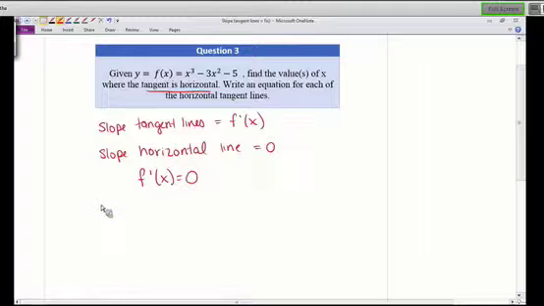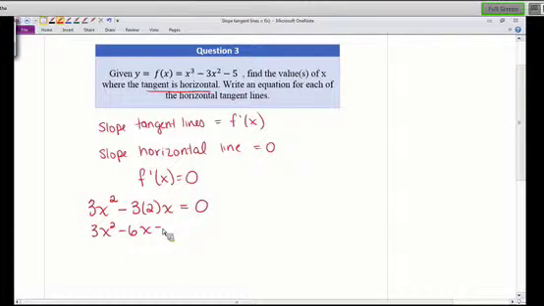So for the first derivative, we're bringing the 3 down in front, subtracting our exponent by 1. So this is going to become 3 minus 1, which is 2. Minus 3 times 2, and 2 minus 1 is going to give us 1. And the derivative of constant 5 is 0. So we want to set this equal to 0. So we're going to get 3x squared minus 6x is equal to 0. Any questions up until here?